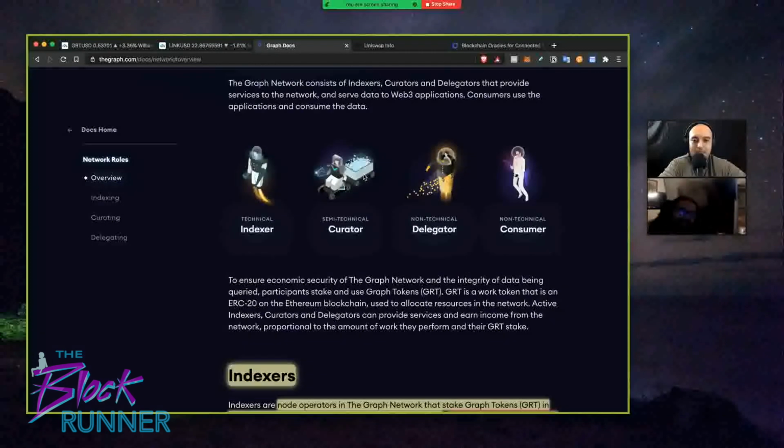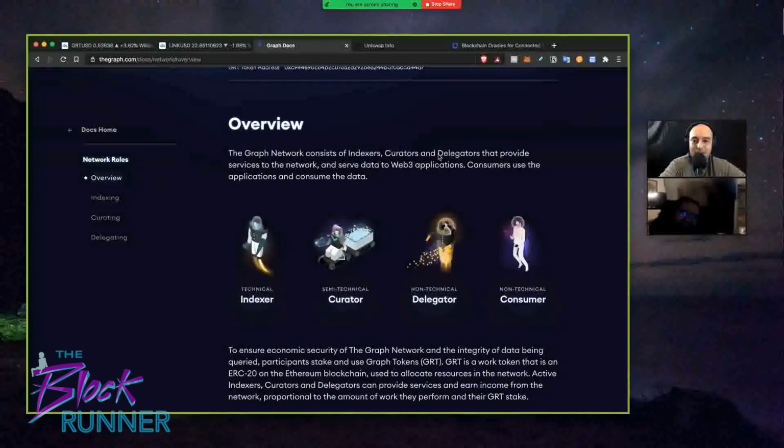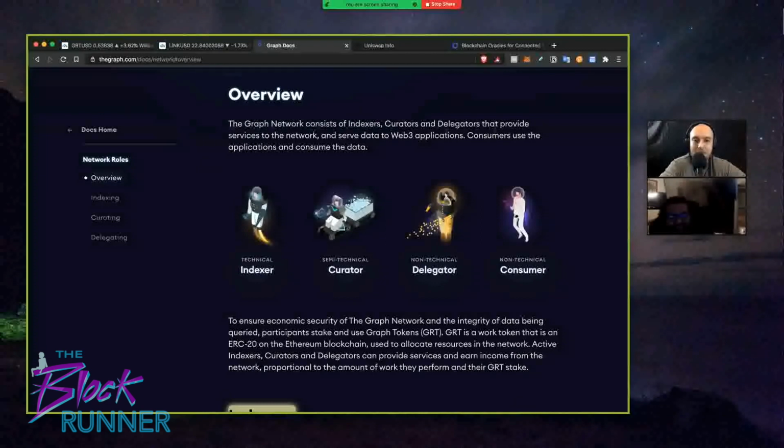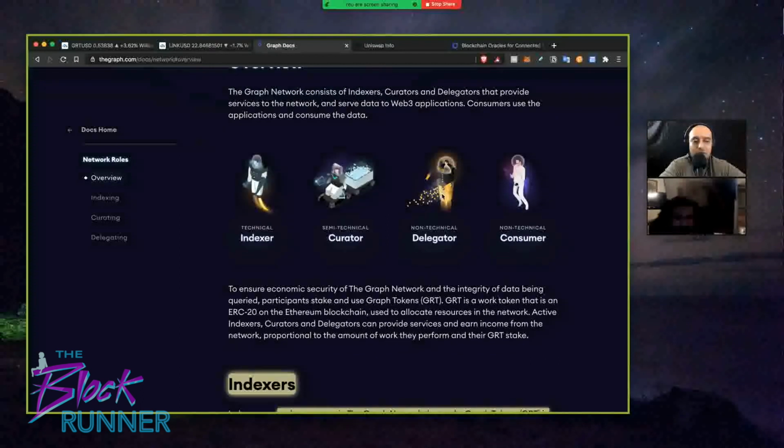So what the hell is The Graph? What is GRT, dude? The Graph network consists of indexers, curators, and delegators. What we were talking about earlier is that The Graph right now is using centralized servers to provide information to other projects like Uniswap and Decentraland. What they're doing now is decentralizing everything. To decentralize, you have to have a bunch of actors in the network to do certain functions of what The Graph does. So they split those actors up into what they call indexers, curators, and then delegators.